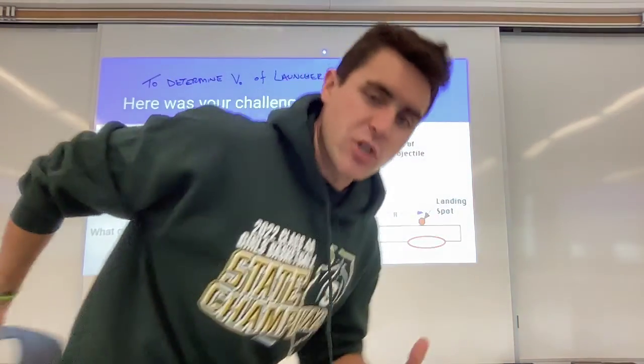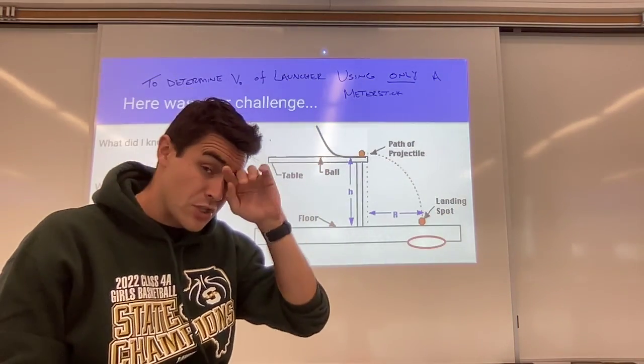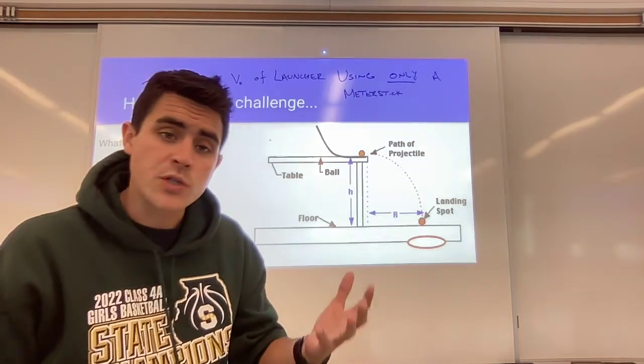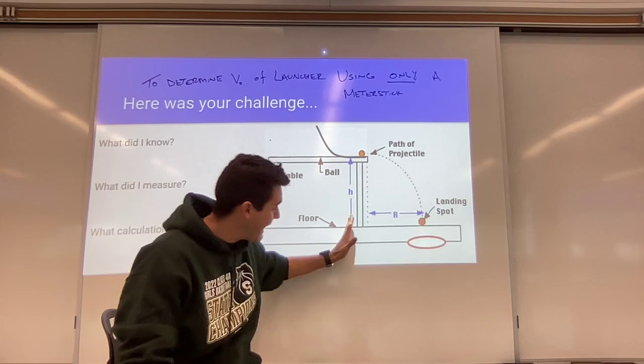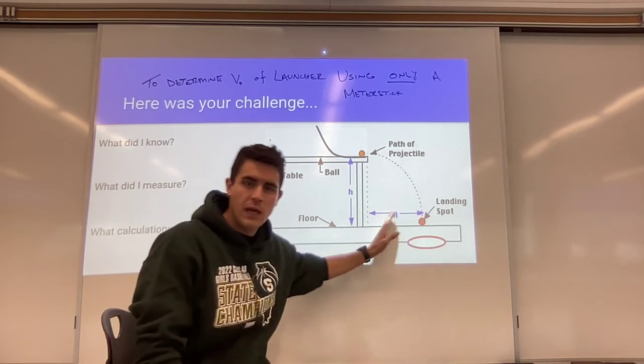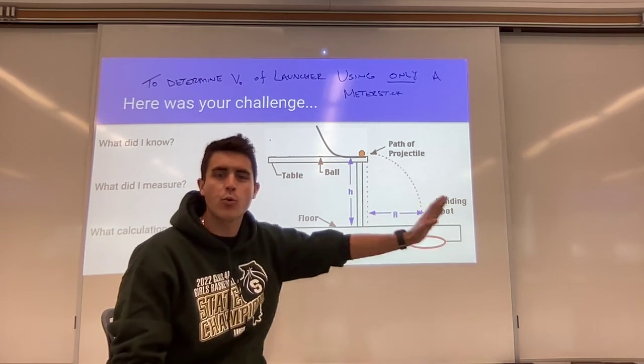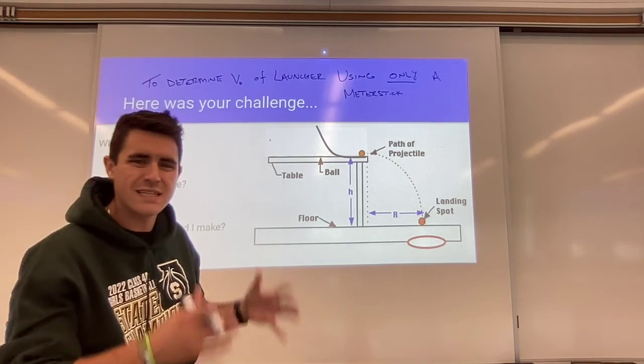We launched these objects horizontally, and we took some measurements. We took some measurements for the height of the object, how high the marble was off the floor, and we used carbon paper and our plumb bobs to figure out what the range of this marble was. Here's some of the data we got.